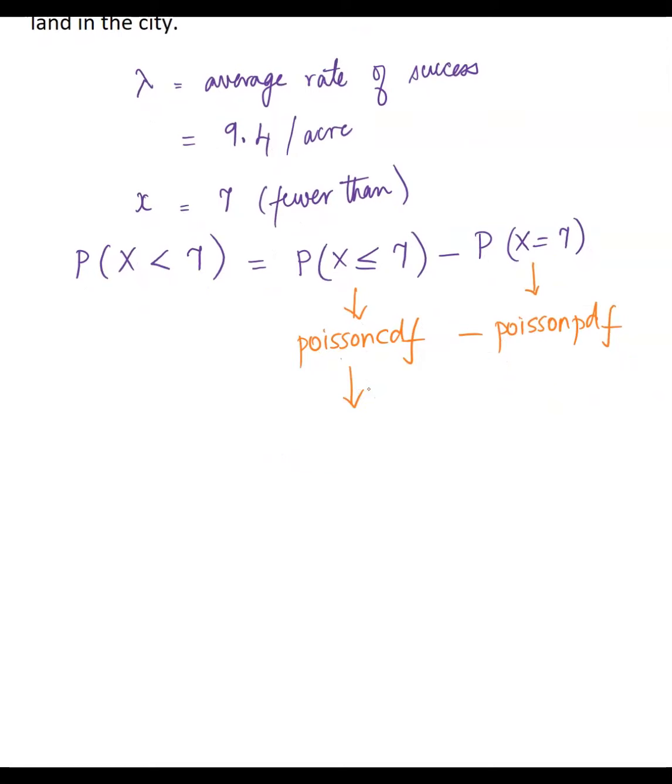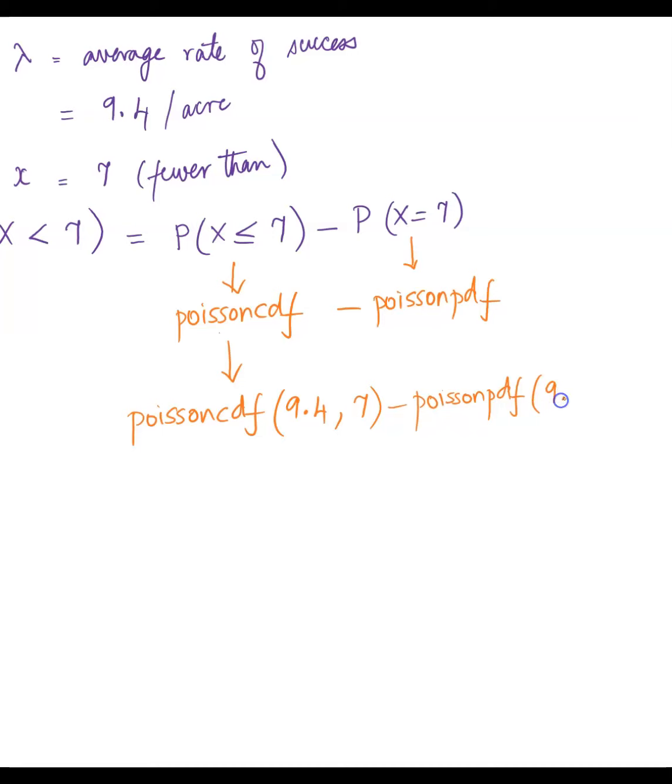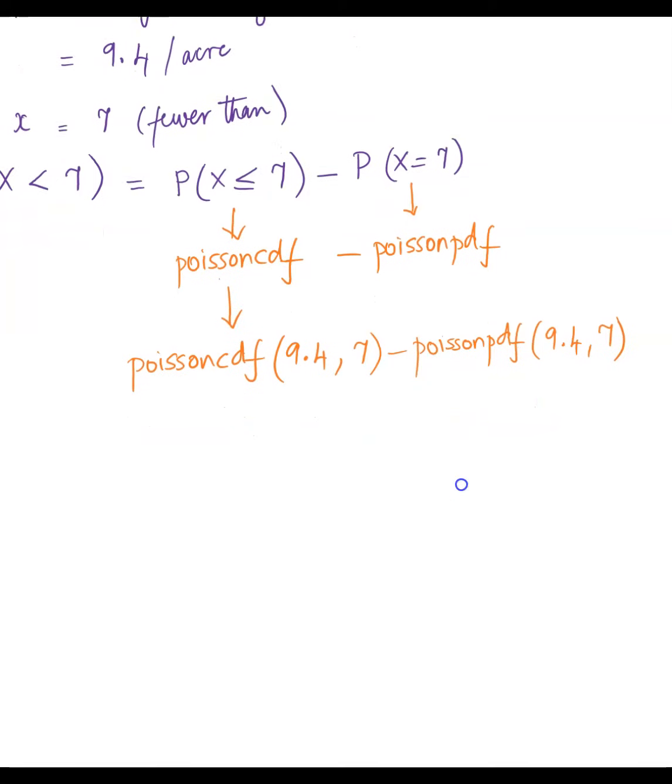And for Poisson Cdf, I'll just enter the values that I have here. Poisson Cdf, parentheses, I have 9.4, comma, 7, which is going to give me less than or equal to 7, minus Poisson Pdf, 9.4, comma 7. They look alike, but the biggest key is the CDF and the PDF.